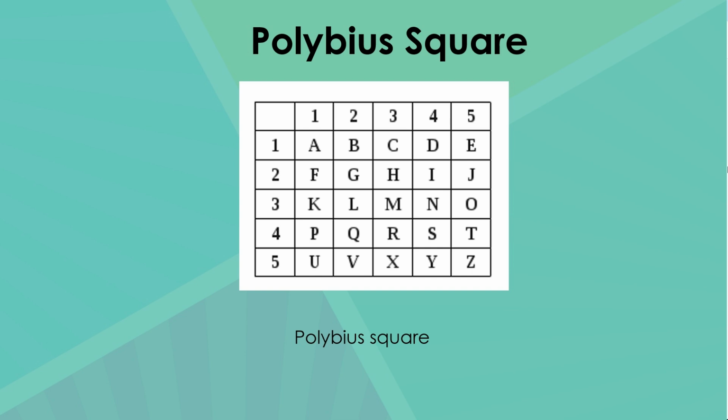So the learner, or the person trying to figure it out, will find a 1 1 and know that's A. They'll find a 1 2 and know that's B. So that's how they would figure out the square and the code that you might want to use.